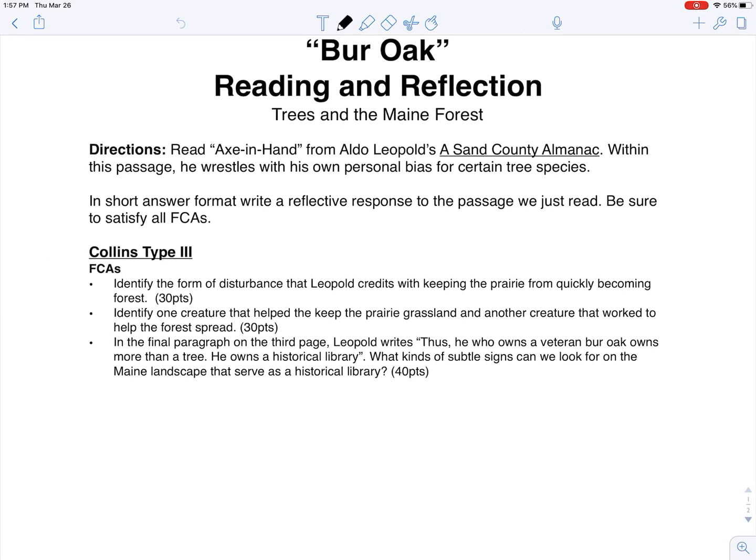I want you to identify the form of disturbance that Leopold credits with keeping the prairie from quickly becoming forest. We talked about that earlier. Identify one creature that helped keep the prairie grassland and another that worked to help the forest spread. We talked about that too. And then in the final paragraph, we talked about that quote. What kinds of subtle signs can we look for on the Maine landscape that serve as our own historical library? And we just talked about that as well. So I gave you plenty to work with here today.